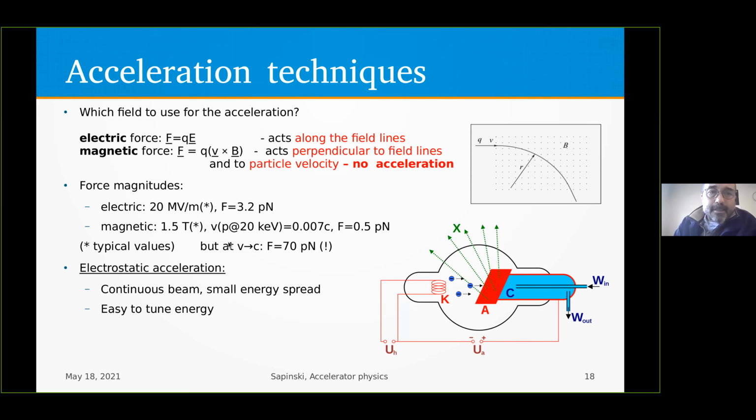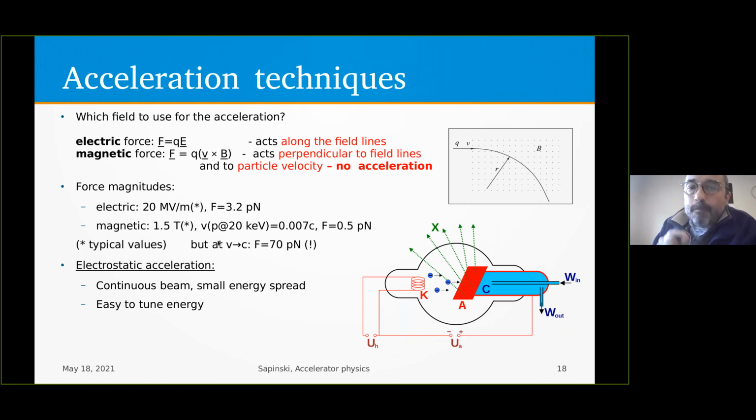All right, so we have this electric force and magnetic force. A magnetic force is perpendicular to the field lines and to particle velocity. So basically, we cannot use it to accelerate particles because it's always perpendicular to the velocity. So all that is left is electric force.